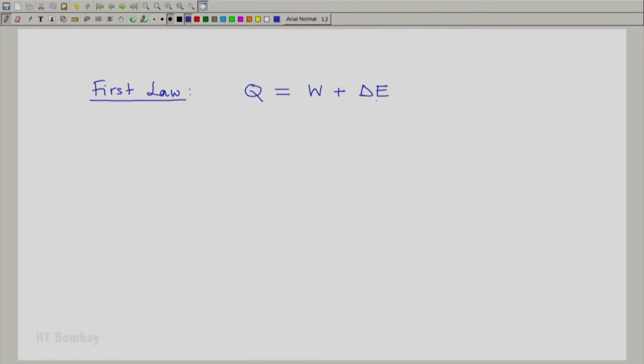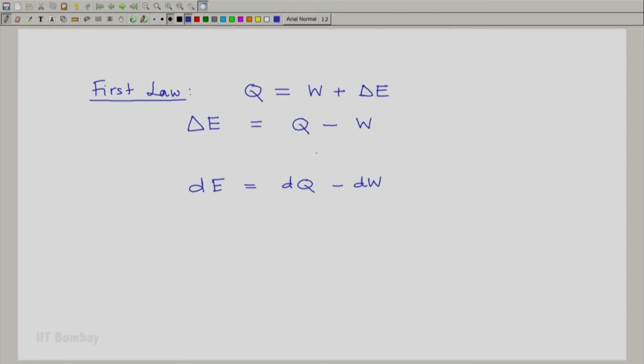Let me transpose and bring delta E to one side and Q and W on the other side. If I do that, then I will get the following form. Delta E is Q minus W, or in the differential form, we can write dE is dQ minus dW. Okay.